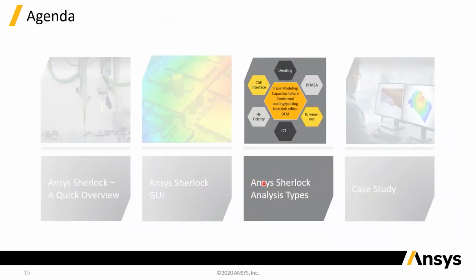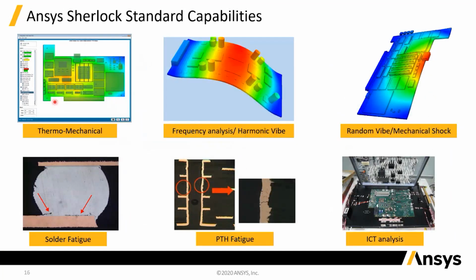Coming to the different analyses that you can do inside Sherlock, you can do thermomechanical analysis, natural frequency or modal analysis, harmonic vibration analysis, random vibration, mechanical shock or drop. A very important analysis is solder fatigue, which is very typical to the semiconductor industry. You can also do through-hole fatigue inside the through holes in PCBs, and in-circuit testing analysis. These are some of the analyses that you can do. I have not listed all of them, but there are many other things that you can do.